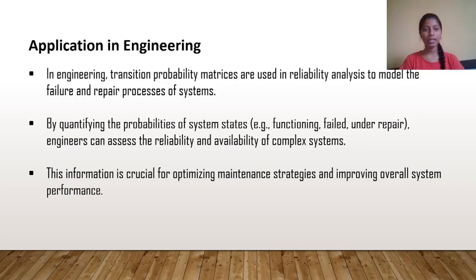So, how is the transition probability matrix used in engineering? In engineering, transition probability matrices are used in reliability analysis to model the failure and repair processes of systems. By quantifying the probabilities of system states, for example, functioning, failed, under repair, etc., engineers can assess the reliability and availability of complex systems. This information is crucial for optimizing maintenance strategies and improving overall system performance.